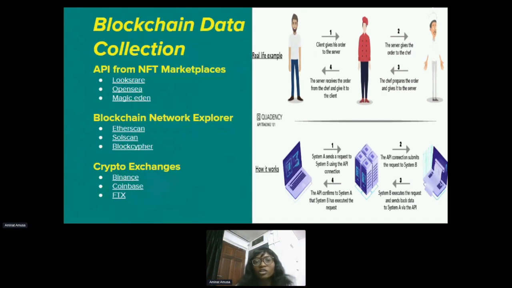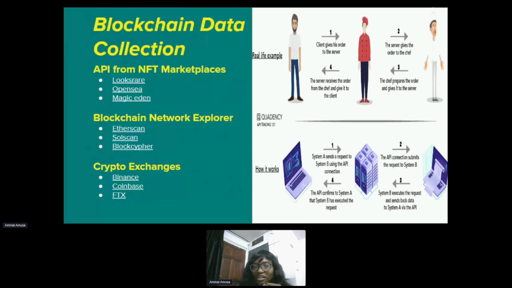And we have crypto exchanges. You can also get your data from crypto exchanges like Binance, Coinbase or FTX. These are also links to their API docs, where you can use their API URL, send a GET request, and load your data.